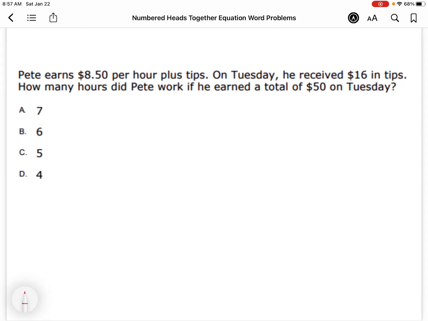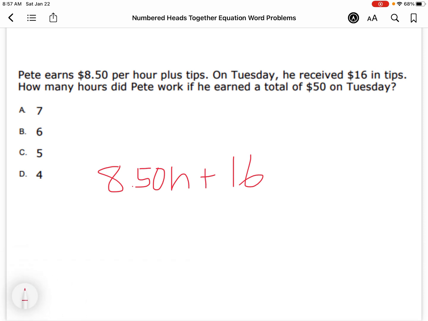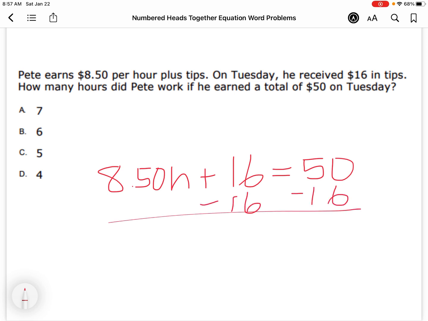All right. Pete earns $8.50 per hour, plus tips. He received $16 in tips. On Tuesday, he got a total of $50. How many hours did he work? So I'm going to subtract 16. So I got a total of 38 equals 8.50H. I'm going to divide by $8.50.